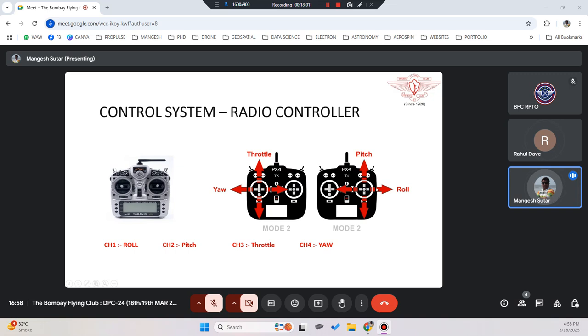Again, roll on your right side is lateral movement, and forward is pitch. Then throttle is up and down, along with yaw. So this is called mode 2 of your radio control. Normally people do not know about this. If I give a random drone or a random controller, it will be configured in mode 1, or sometimes it is inbuilt.